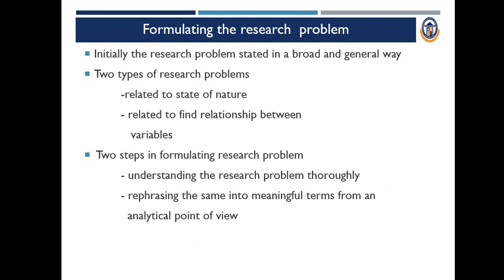Initially, the research problem is stated in a broad and general way, which means before starting any research, we cannot have a specific and crystallized research problem. It is impossible to have such a specific research problem immediately and initially. Gradually, any researcher will get into the research process and then come to the phase of crystallizing the research problem. There are two types of defining a research problem.